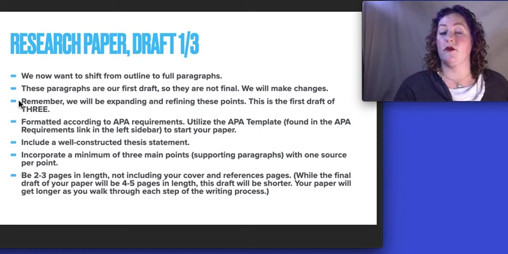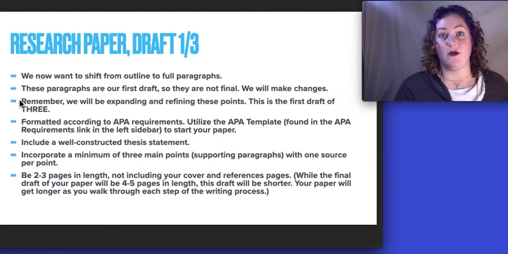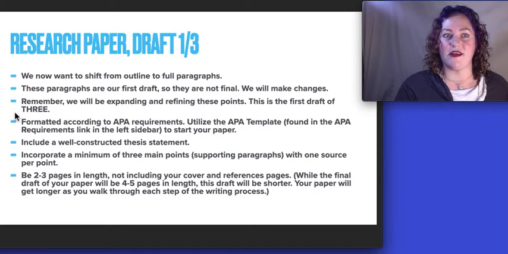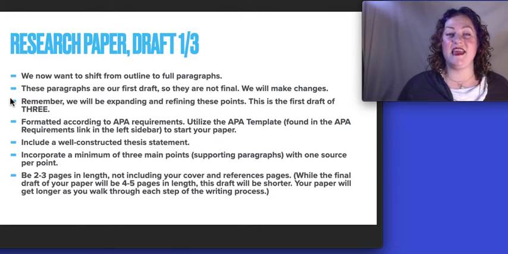So remember, it's going to change. Don't make it perfect because it's not going to be perfect and we're going to alter it. So no reason to make it perfect if we're going to tear it apart. Not tear it apart a lot, just a little. So we're going to expand it. We're going to make it grow.